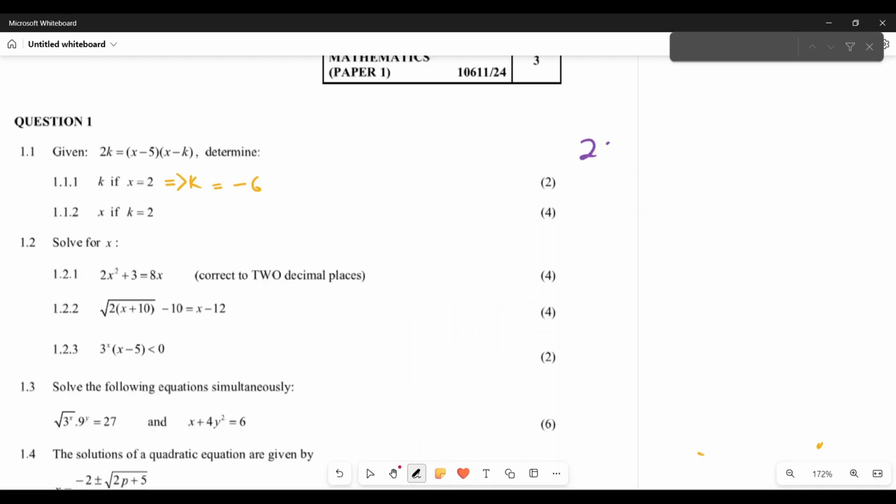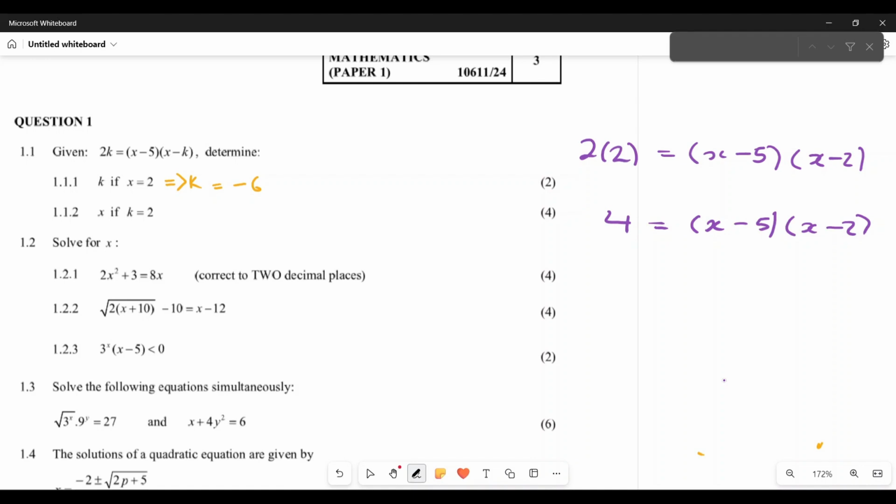So I have 2k, so 2 multiplied by 2, it is equals to (x minus 5) multiplied by (x minus 2), right? So this is 4, it's equals to (x minus 5) multiplied by (x minus 2), right? Now, from here, as you could see, it's a quadratic equation because I have two brackets which have x inside them, right?